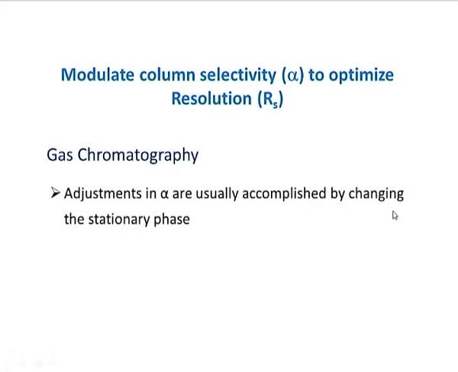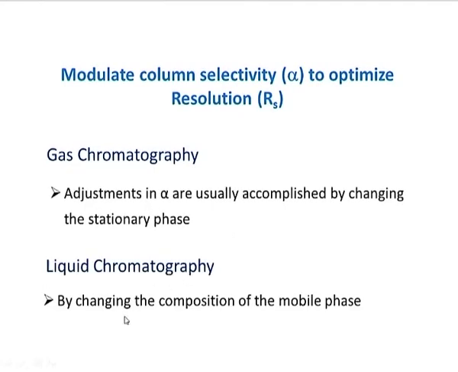For gas chromatography, though, as you know, we cannot do anything with the mobile phase. So, the only thing left to us is we would need to change the stationary phase, and you would all appreciate that this is not easy, right. So, in liquid chromatography we can change composition of the mobile phase, but in gas chromatography we would need to change the stationary phase. Hence, it is not a very good parameter to be tampering with.